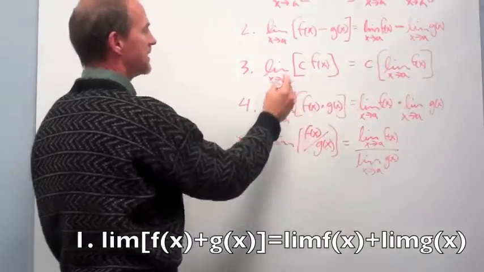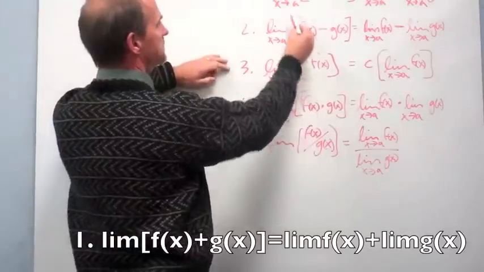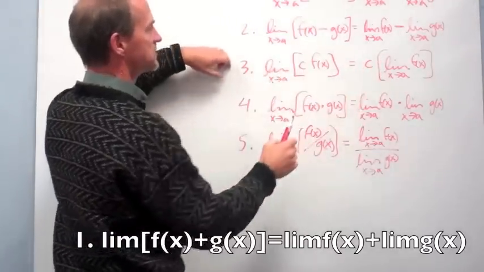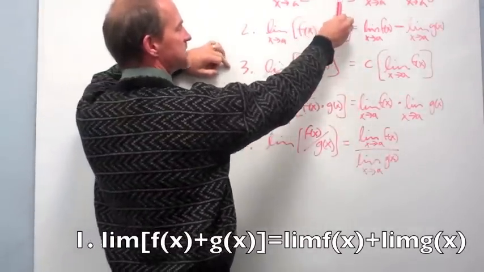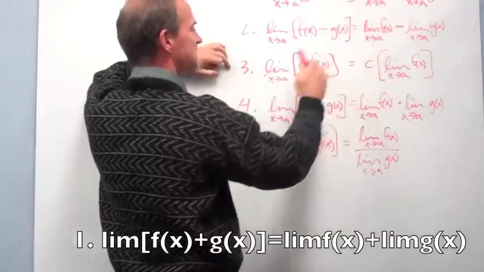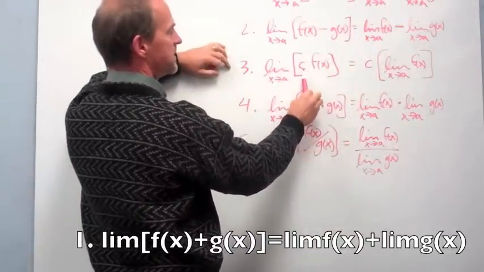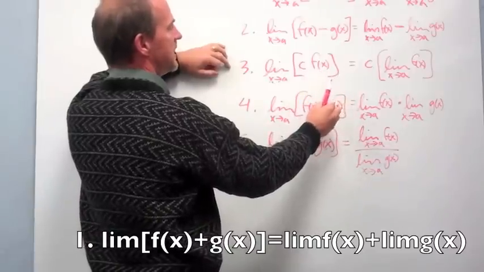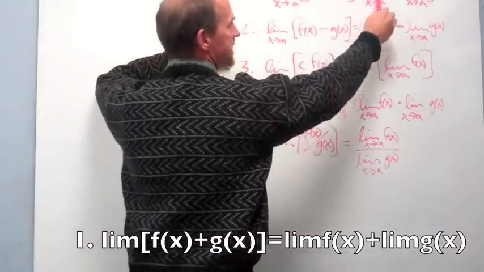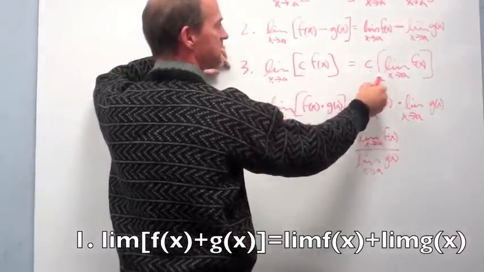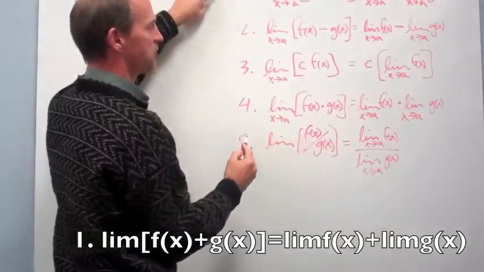3, this really comes from 1. This almost shouldn't be its own separate law, because if I just had f of x plus f of x plus f of x plus f of x, c number of times, I could write it as c times f of x. And then by just applying this law, I could break it all apart and then factor out the c. So this is really built on number 1.